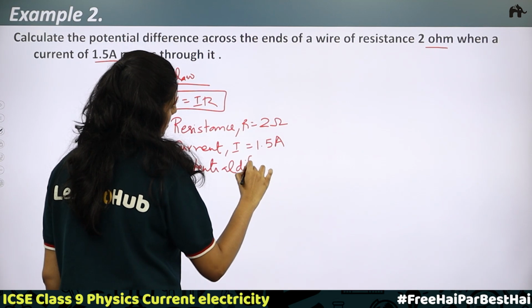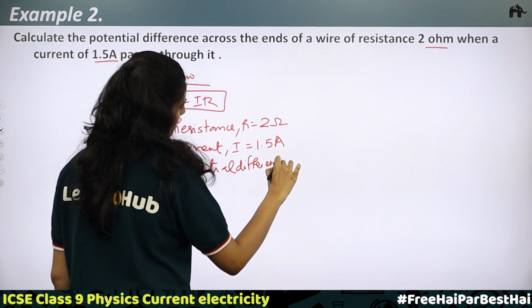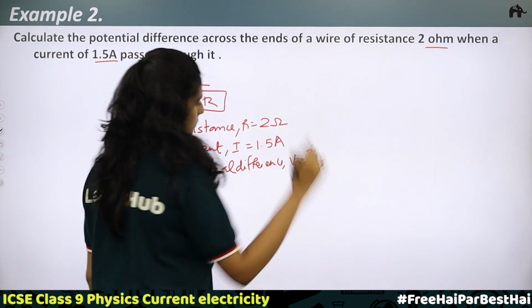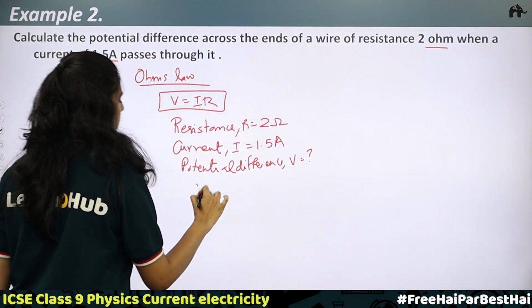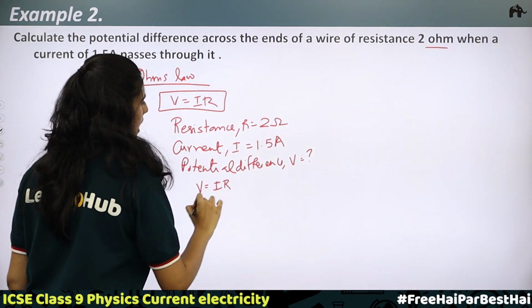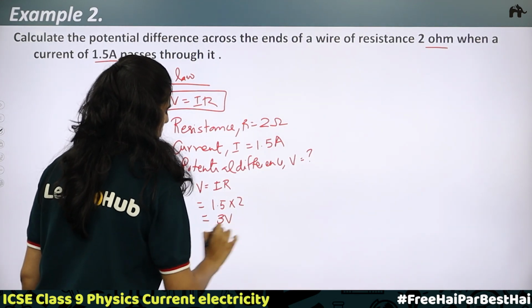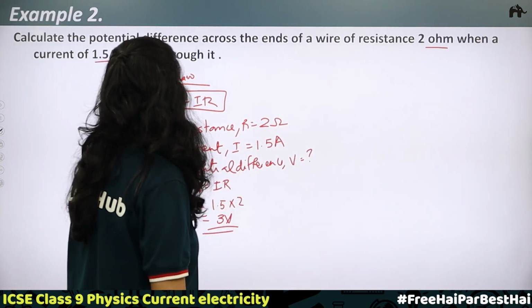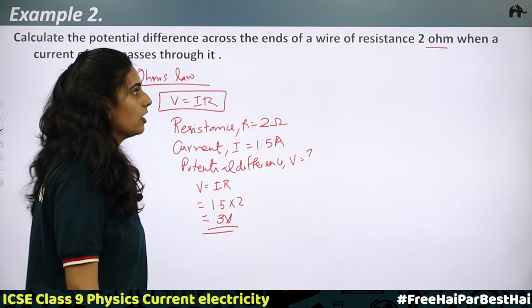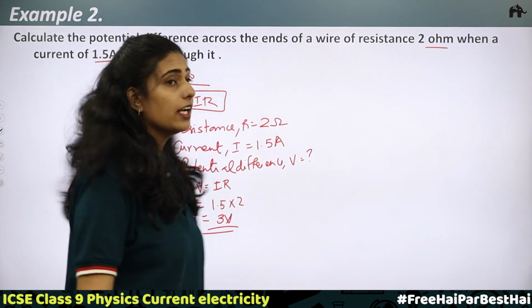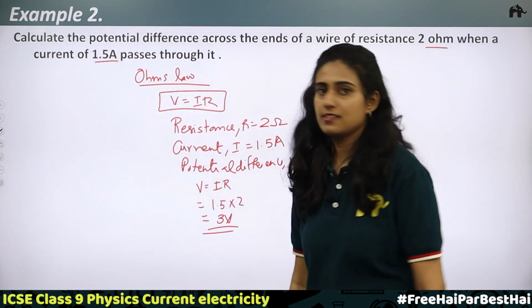Potential difference V is equal to, how to find V? V is equal to I into R, which is 1.5 into 2 equal to 3 volt. So 3 volt is the potential difference across the ends of a wire of resistance 2 ohm when a current of 1.5 ampere passes through it.